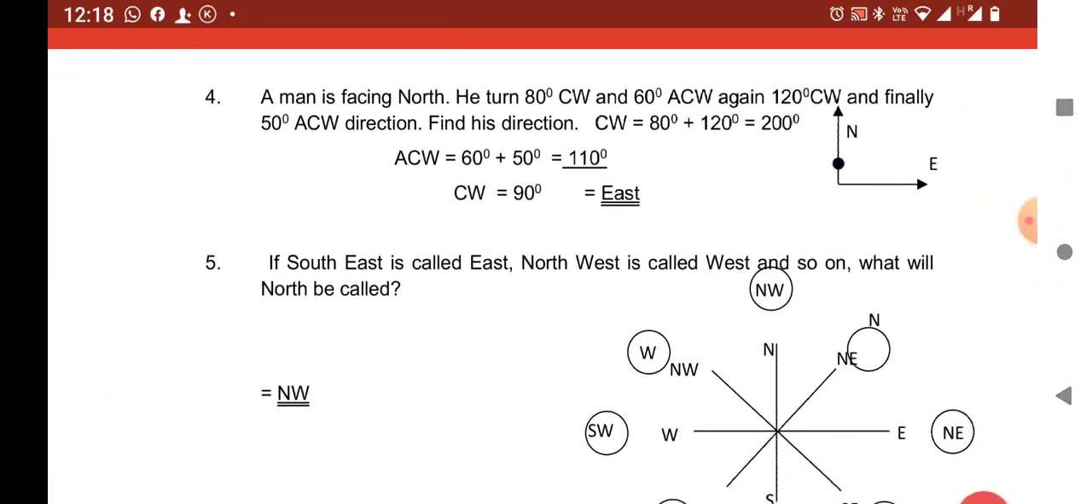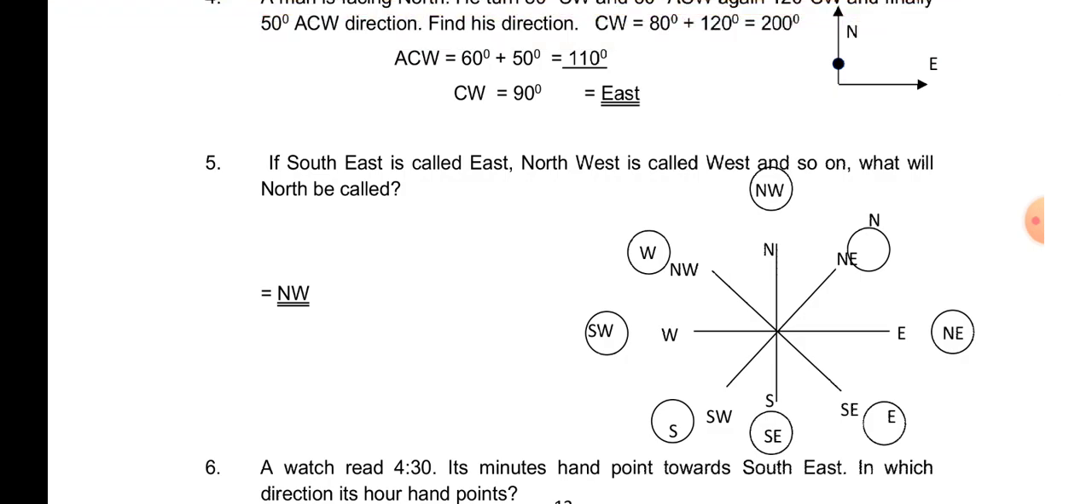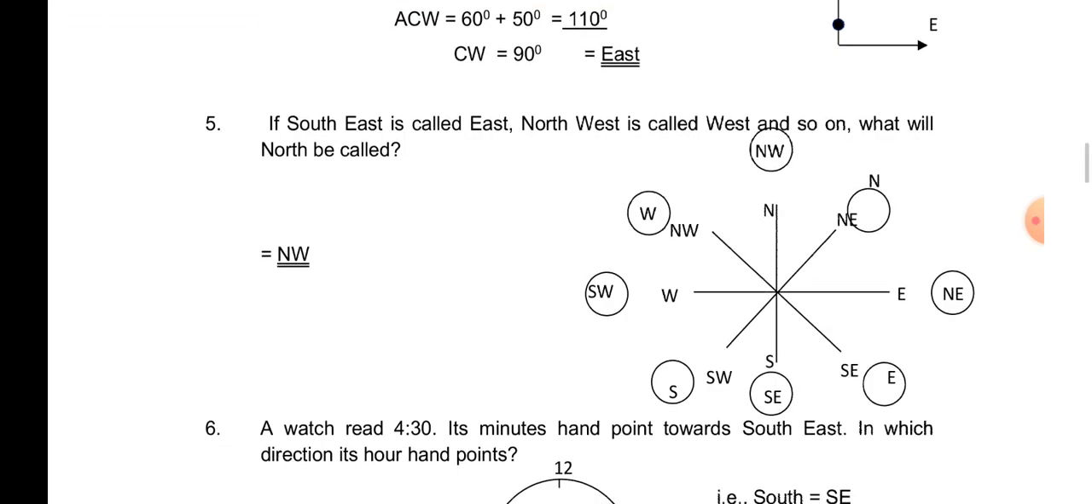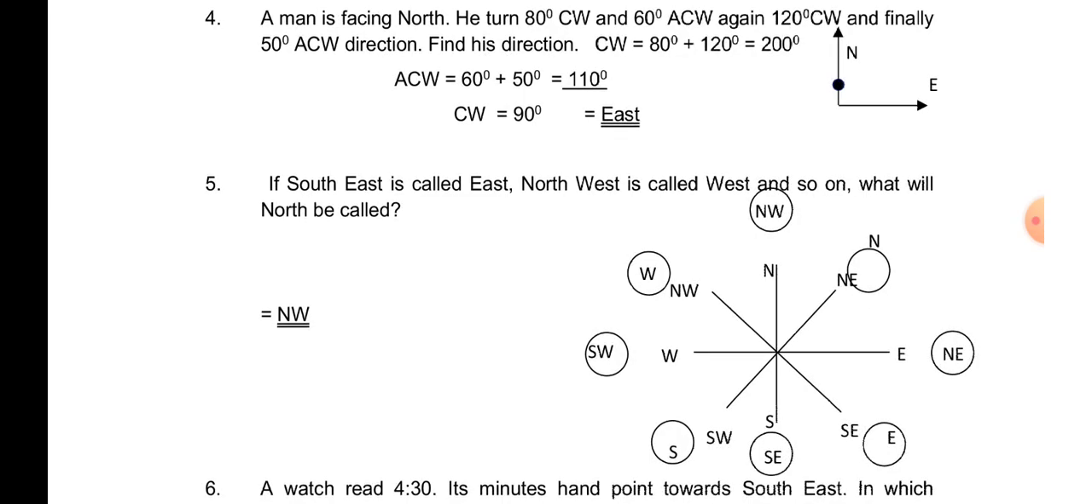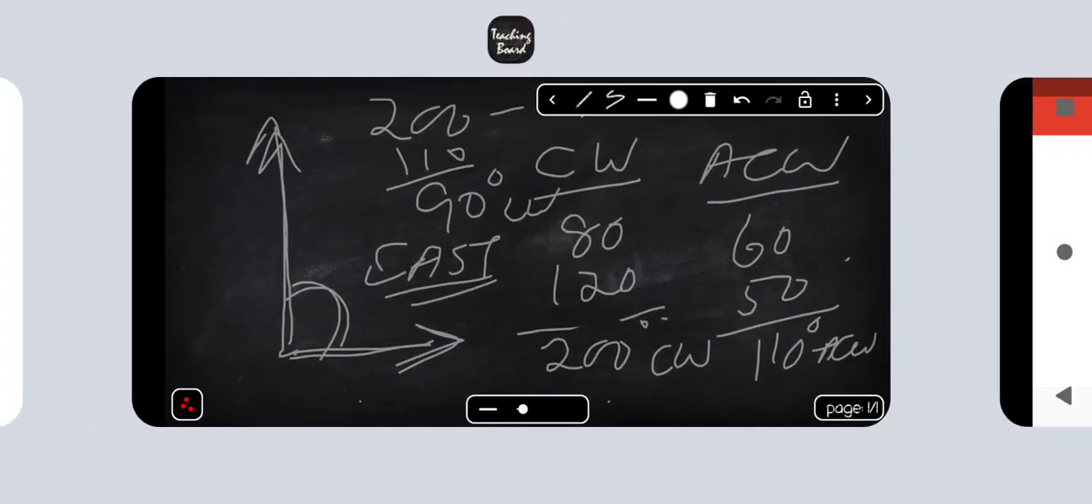Fifth question. If southeast is called east, northwest is called west, and so on, what will north be called? If southeast is called east, and northwest is called west, then what will we call north? This is the question. Let us see how to solve the problem.